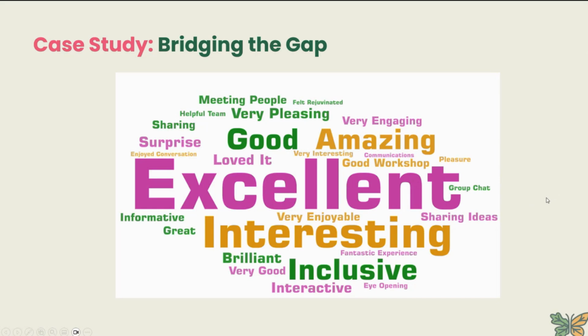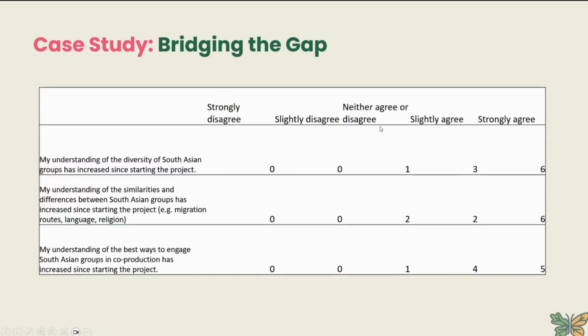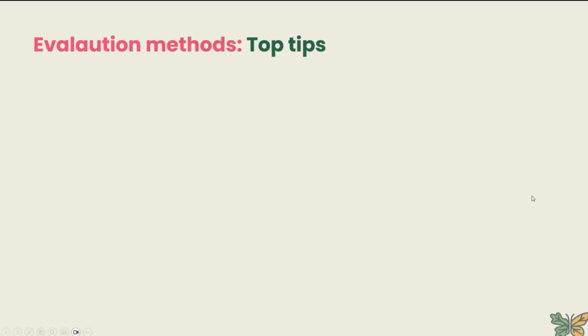And as well, we had different scales. So, for example, this was for the community advisory board: our understanding of the diversity of South Asian groups has increased, and then you can do the slightly disagree to strongly agree. I wouldn't recommend using this scale if you're doing it with your audiences or participants of a project. It's a bit more complex and not as accessible, but for our community advisory board, this was really great to understand the changes in people's understanding of something across the project. I will go past that, you don't need that.